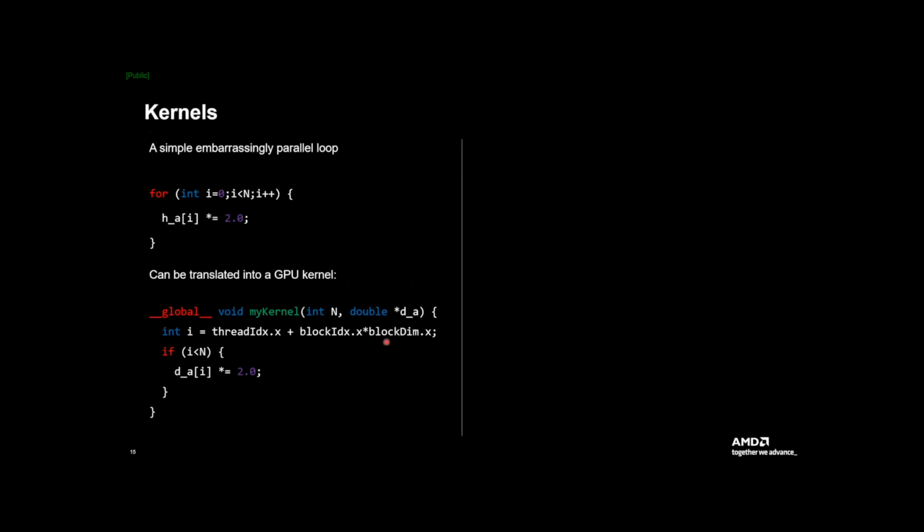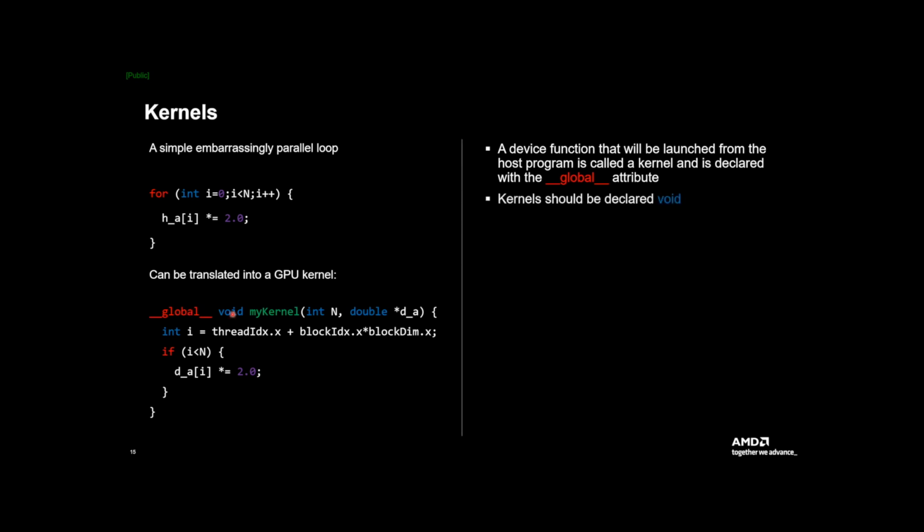And let's talk about the kernels. This is a simple parallel loop. Basically, for n times, we have this array and we multiply by 2, okay? And this device function that will be launched from the host program is called the kernel, and it's declared with the __global__ attribute. See here, this is __global__. A kernel should be declared void, so not integer or something else.